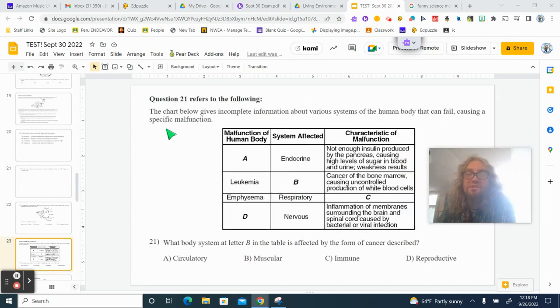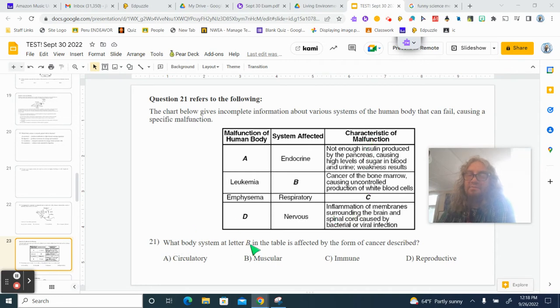Question 21 refers to the following. The chart below gives incomplete information about various systems of the human body that can fail, causing a specific malfunction. All right, so column number 1 is malfunction of the human body. Column number 2 is system affected. And column number 3 is the characteristic of the malfunction.